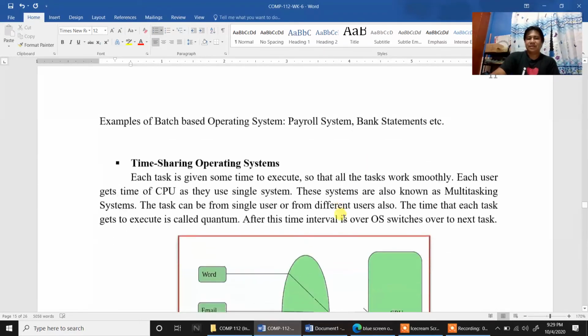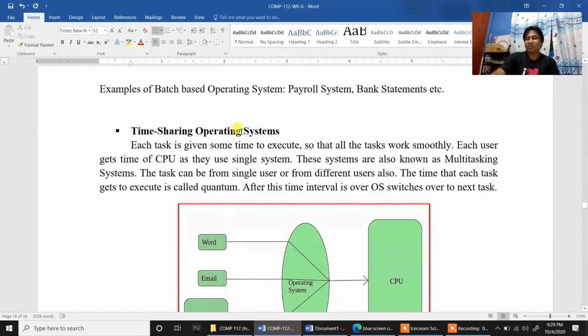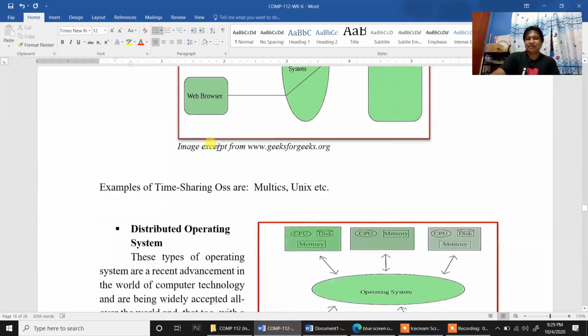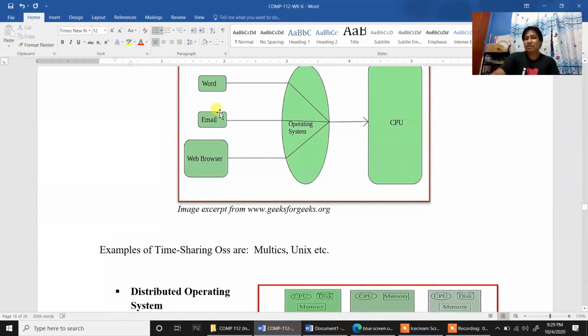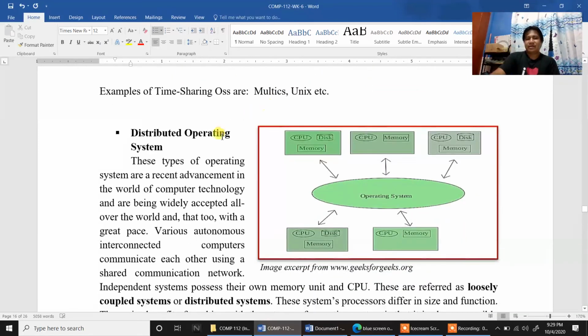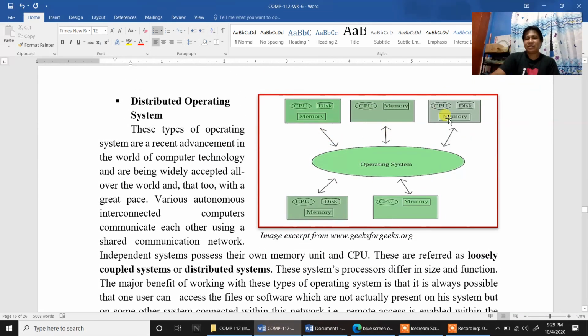Then, time-sharing operating system, no? Your webmail, web browser, and operating system share the CPU. It multitasks, as I mentioned to you: you use Word, you email, you browse the web, you use multimedia. So, time-sharing operating system. Then distributed: as I told you, one operating system connected to different computers.